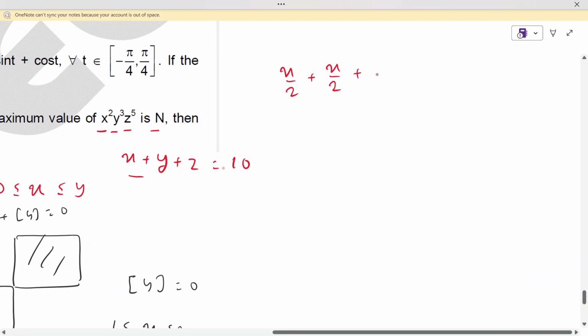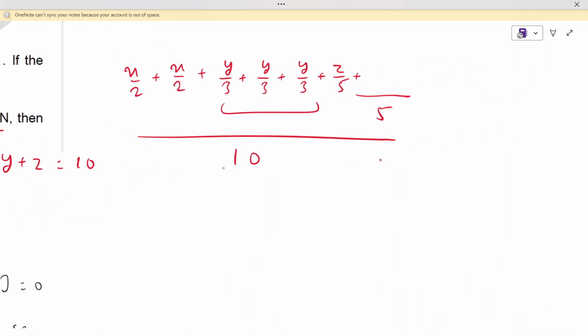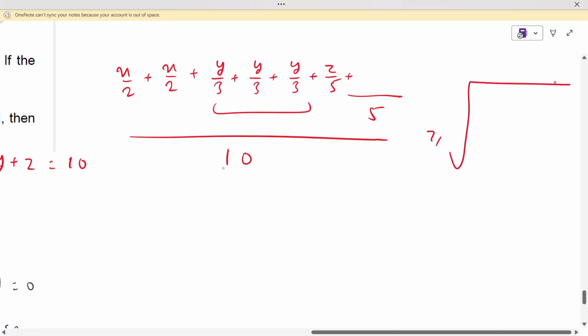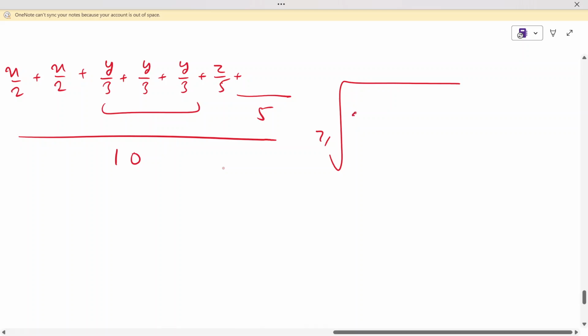AM-GM on x by 2 plus x by 2 plus y by 3 plus y by 3 plus y by 3 plus z by 5 plus z by 5 plus z by 5, 5 times, right? Got what I'm saying? Upon what? 5 plus 3 plus 2 is 10, right? Clear? And that should be greater than or equal to x square by 4 into y cube by 27 into z to the power 5 over 5 to the power 5. Now this is equal to 10, so 10 by 10 is what? 1 is greater than or equal to the 10th root, right?